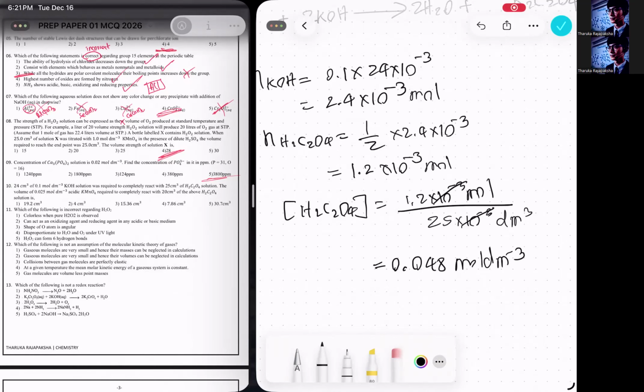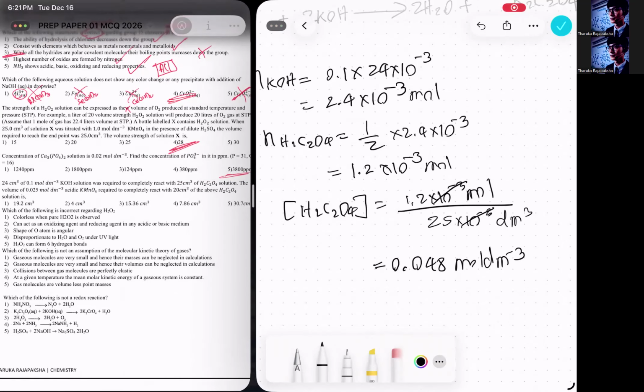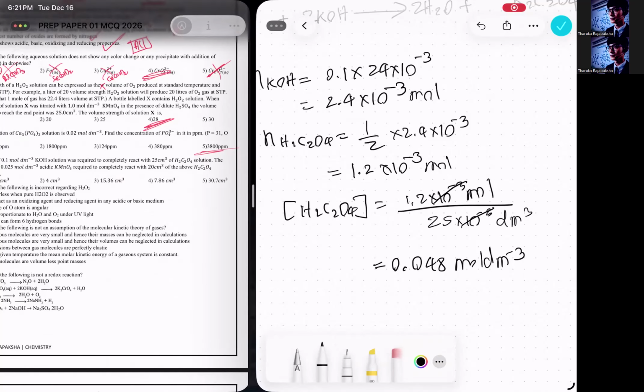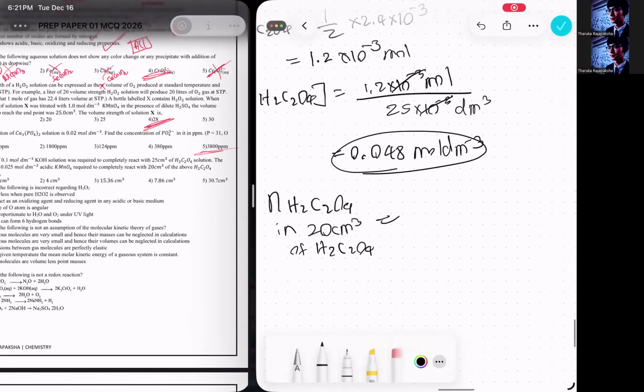0.048 mole per cubic decimeter. Then they are telling the volume of 0.025 mole per cubic decimeter KMnO4 required to completely react with 20 cubic centimeters of H2C2O4. Now we have to calculate the number of moles of H2C2O4 in 20 cubic centimeters of H2C2O4. Now we use the concentration which we found here. We are using that.